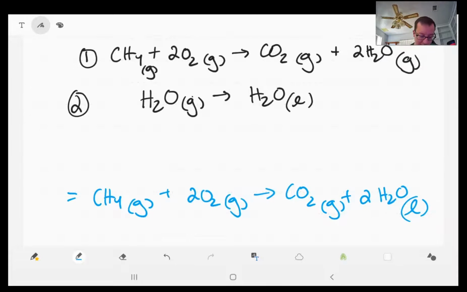So if we really want the delta H for this blue reaction, but maybe it's hard experimentally to do that, maybe it's hard to actually get the liquid water, we can use previously established values. We can say, well, we know the enthalpy change for burning methane and getting gaseous water out. We used our bomb calorimeter, for example, and we figured that out. We also know the enthalpy change for water condensing, going from gas to liquid. And we can see that we're going to actually be able to combine those.